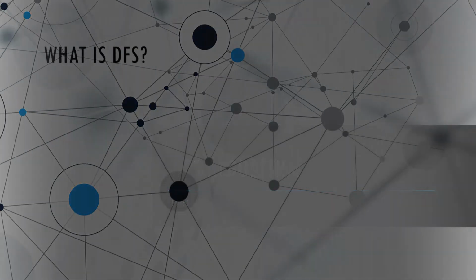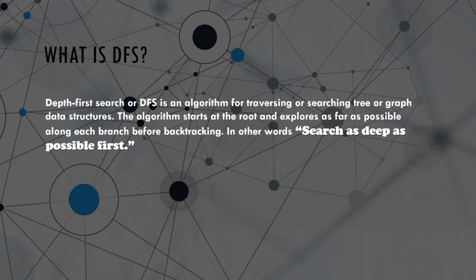So, what is DFS? DFS is an algorithm for traversing or searching a graph data structure. The algorithm starts at the root and explores as far as possible along each branch before backtracking. In other words, we can say that this is an algorithm that searches as deep as possible first.